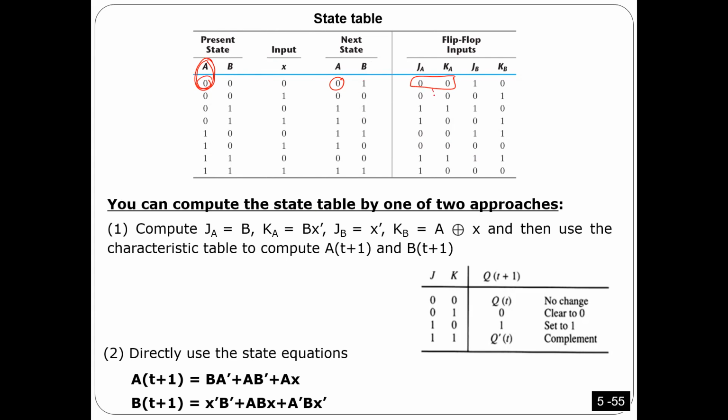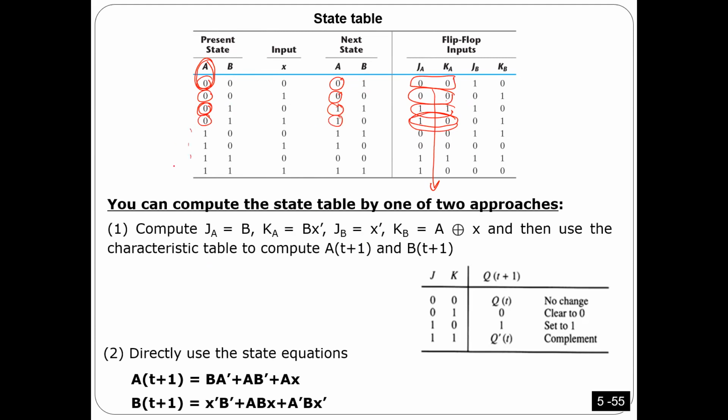I'm going to follow the same thing for every one here. Again, look at this case: 0, 0 means no change. If it is 0, it's going to continue as 0. This one, 1, 1, means it's a toggle. So now if A is 1, it should become 0, toggle. Now 1, 0 means it is set. So if it is 0, it should become 1, and so on.